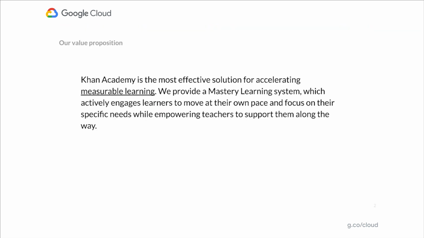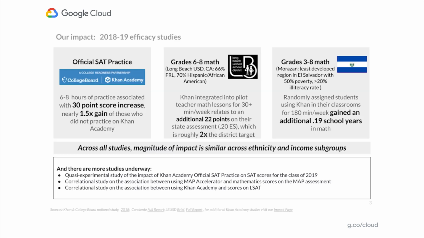Today, Khan Academy is the most effective solution for accelerating measurable learning. We offer free, interactive instructional learning materials and tools for core academic subjects from preschool through the first 2 years of college. We're a supplemental resource for teachers in the classroom through our personalized, mastery-based offerings, which focus on fluency of foundational skills and concepts. Efficacy studies show significant impact across elementary and middle school math and in SAT prep. And I'll pause for a few seconds to let you look at these numbers.